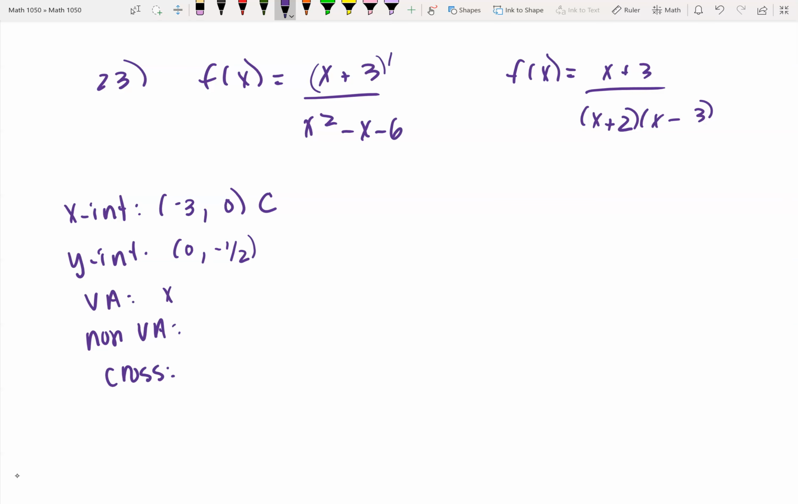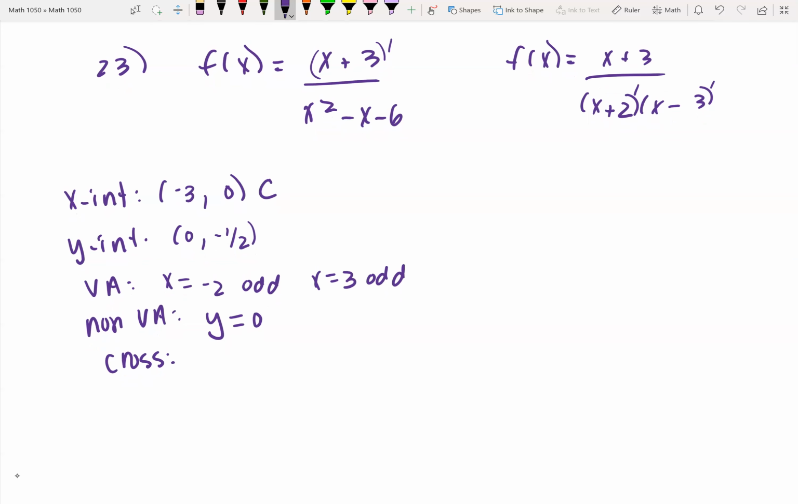Vertical asymptotes come from the bottom. X equals negative 2, and it's odd because your exponent's a 1. X equals 3, and it's odd because your exponent's a 1. Non-vertical asymptote, that's biggest over biggest. Look at the multiplied out version. That's x over x squared. The bottom's bigger, so it's y equals 0.